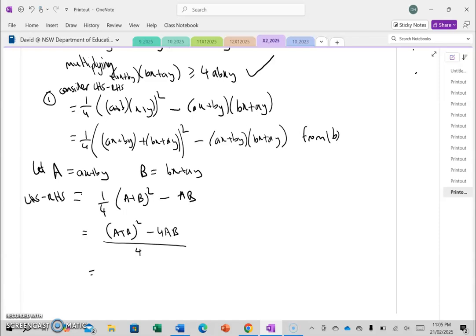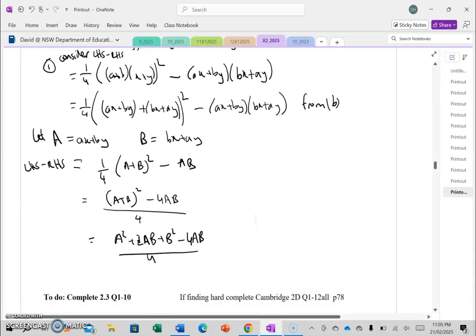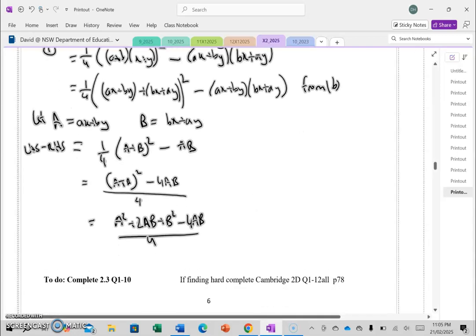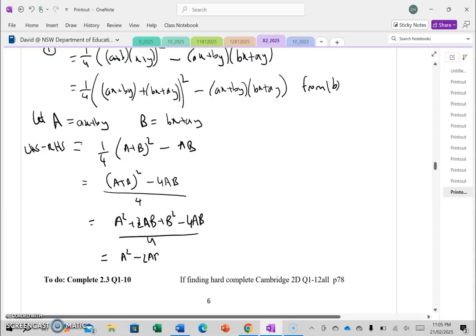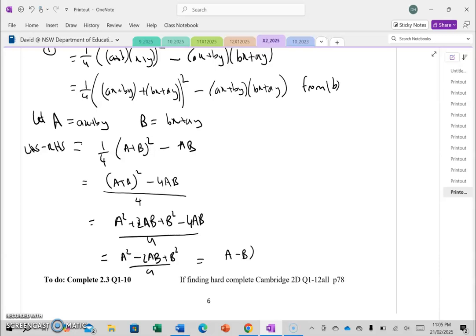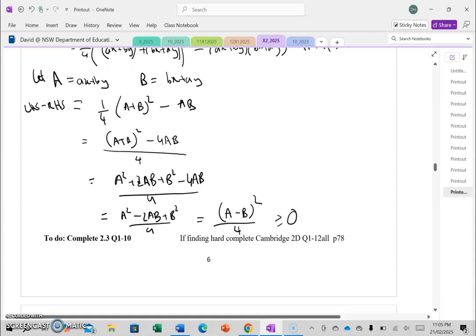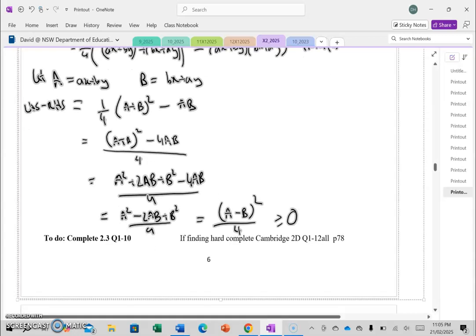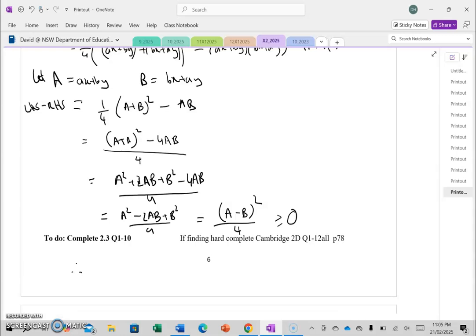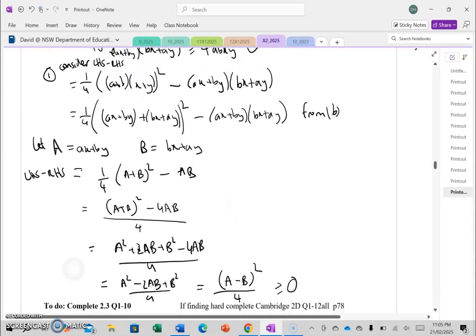And this looks very familiar. Expand. Okay, collect like terms there, and then you've got a perfect square. Okay, so that's going to be a minus b all squared on 4, which is going to be greater than or equal to 0. Okay, so therefore we've proven number 2.